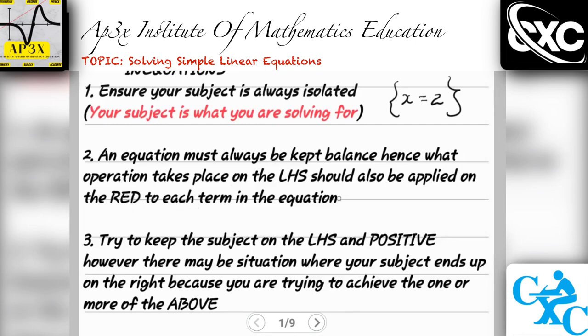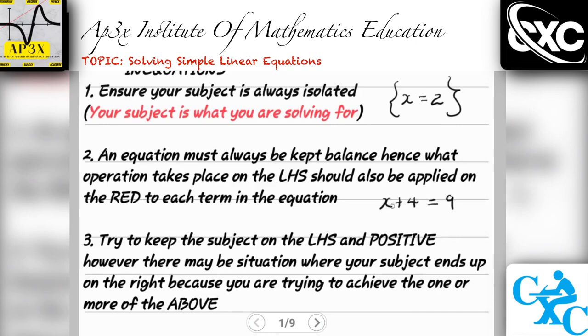So if I decide to subtract a particular number from the right side of the equation, then I have to also subtract the same number from the other side of the equation. Let's have a look at a quick example here. Let's say that we have something like x plus 4 equals 9. Let's keep it simple here.